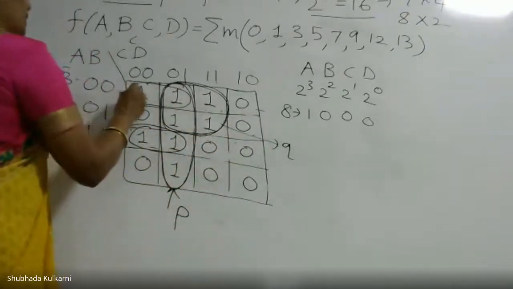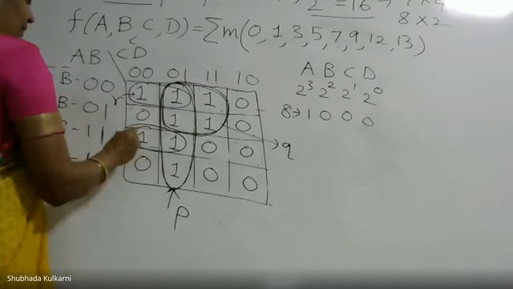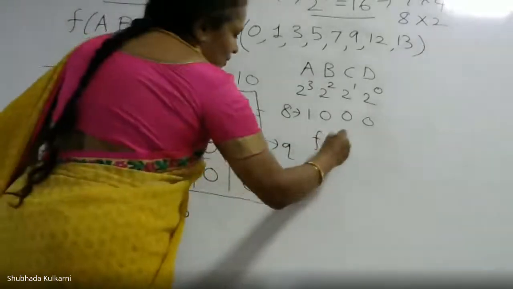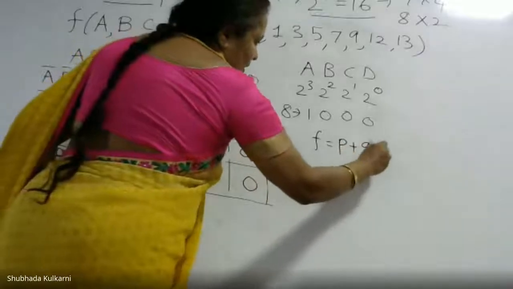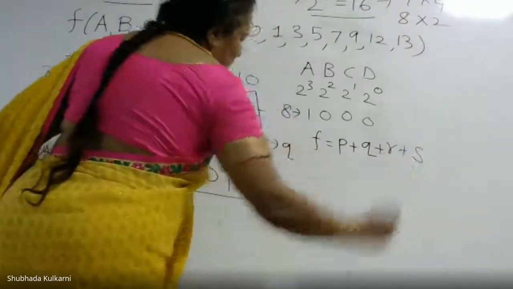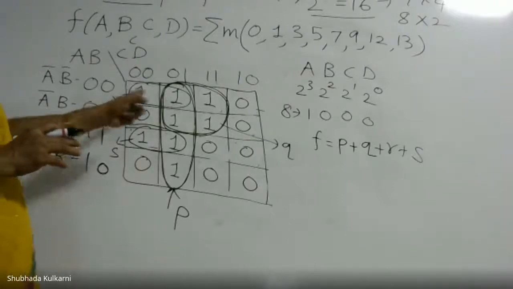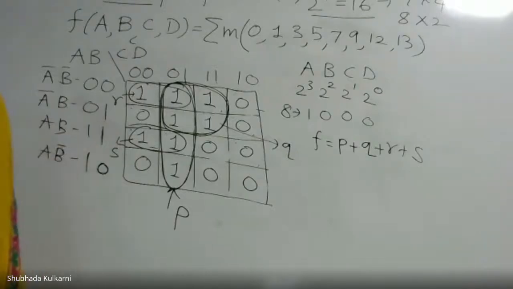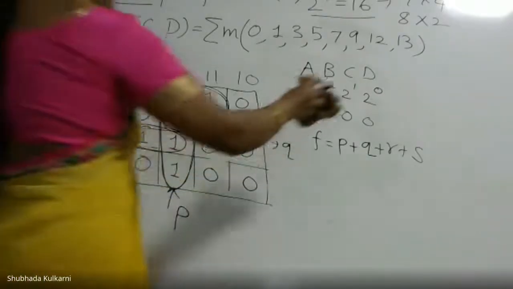Let us say I will name this group R and this one S. So F is equal to P plus Q plus R plus S. What are these P, Q, R, S? The product terms for the groups which you have seen in the K-map. Now what is next? We should write the value of P, Q, R, S.